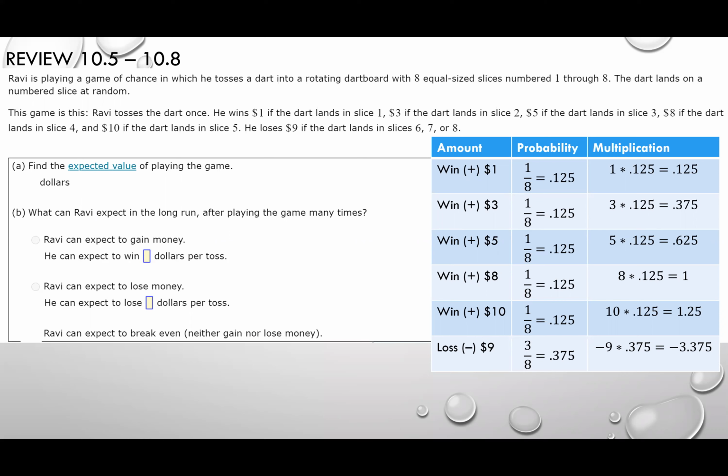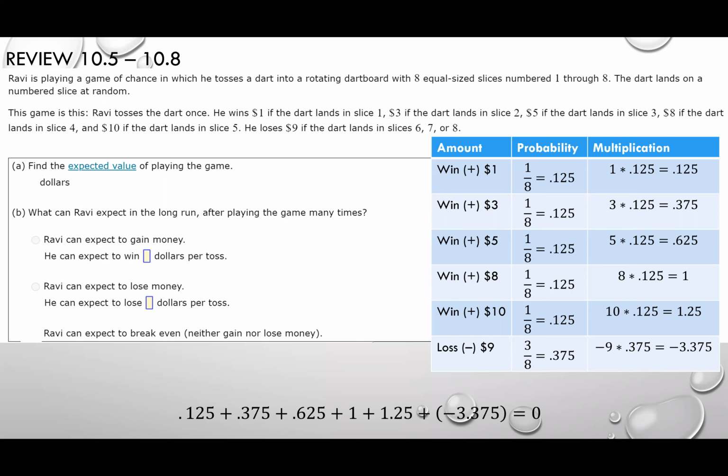And once you have the amount, once you have the probability, what do we do? We just multiply them together. And in the end, after you multiply them, you have to add them up. Again, you add them up. If it's negative, you have to use it as a negative. If you add this thing up, as you can see, this is a fair game.